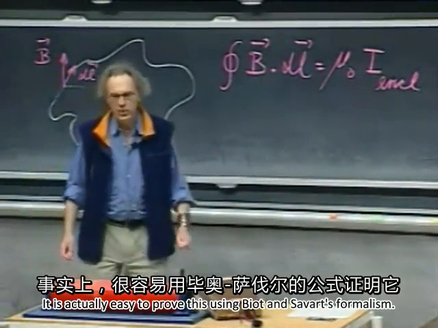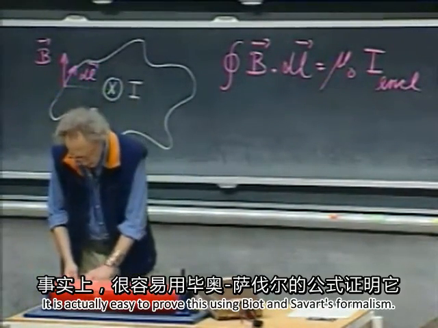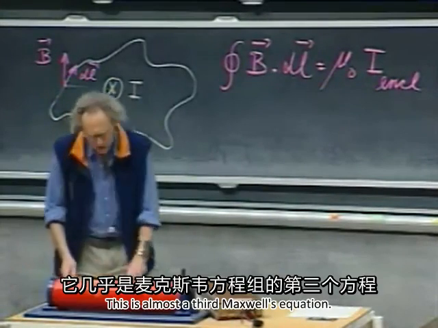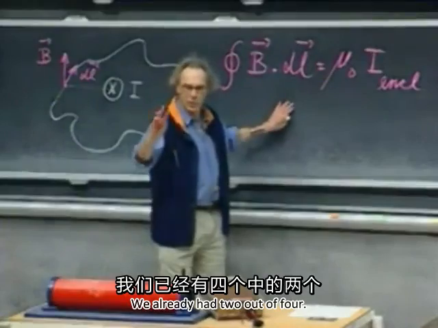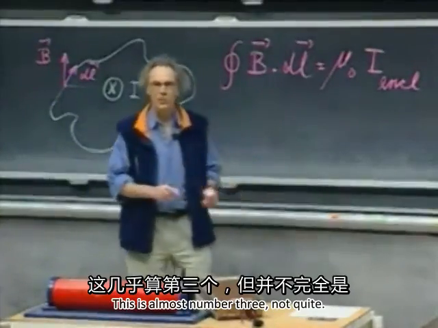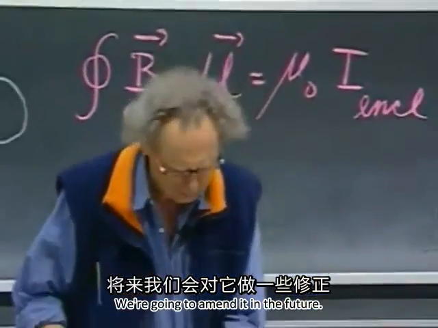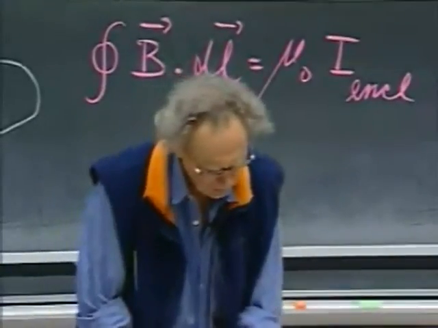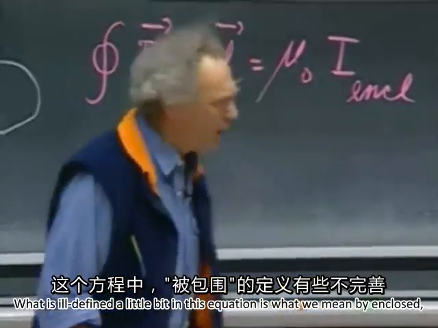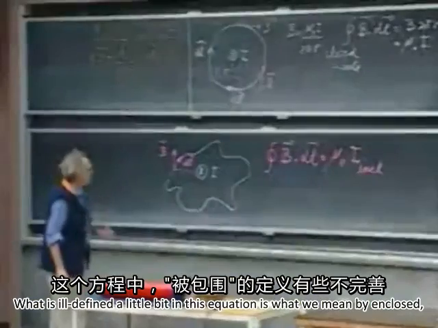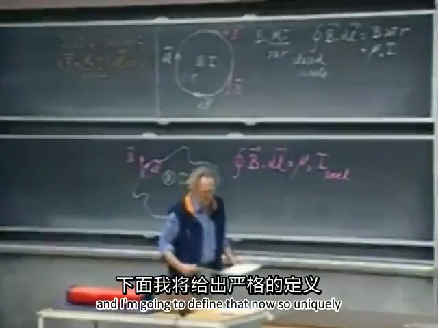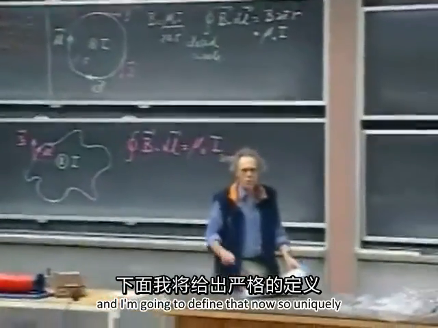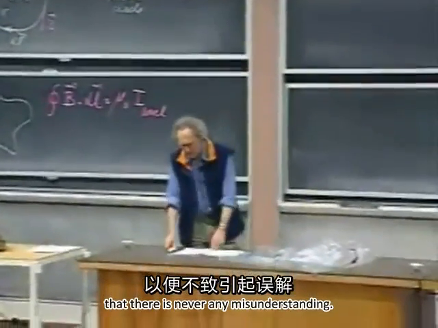It is actually easy to prove this using Biot and Savart's formalism. This is almost the third Maxwell equation. We already had 2 out of 4. This is almost number 3. Not quite. We're going to amend it in the future. What is ill-defined a little bit in this equation is what we mean by enclosed. And I'm going to define that now so uniquely that there is never any misunderstanding.